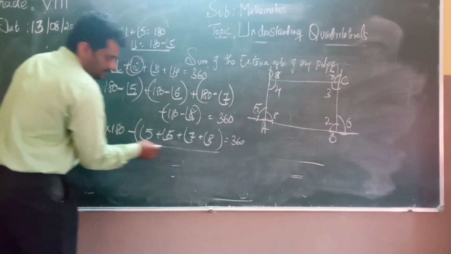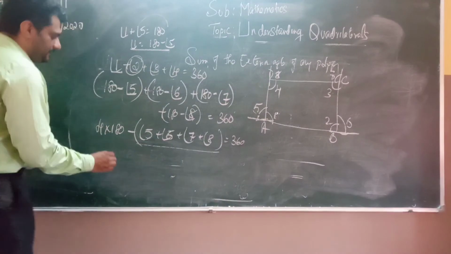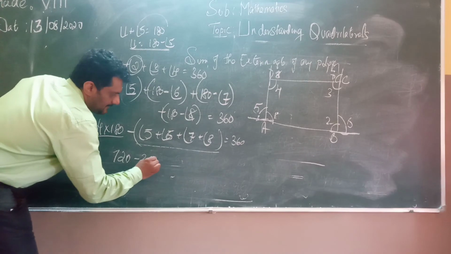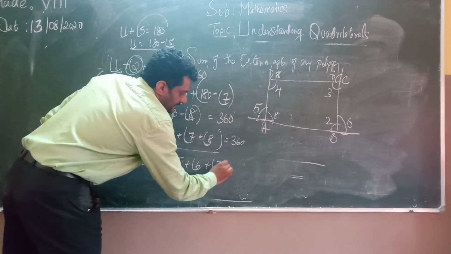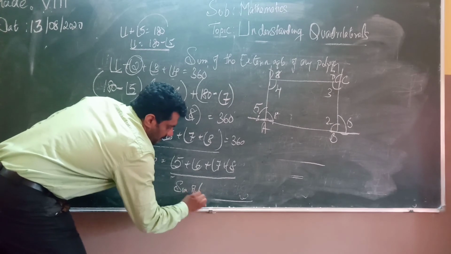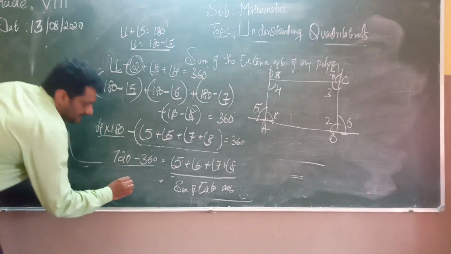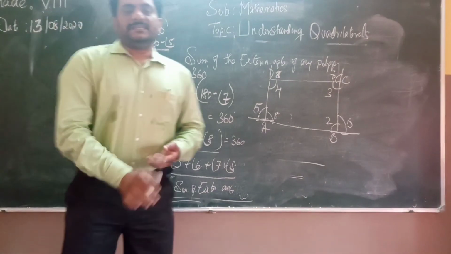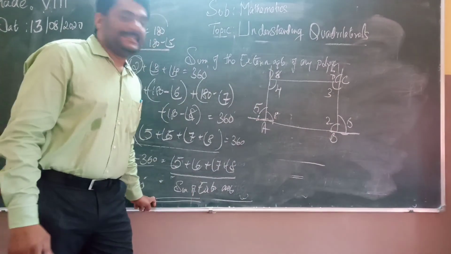Now what are these exterior angles, right? Shift this side, this side. You get, how much is this? 720 minus 360 is equal to angle 5 plus angle 6 plus angle 7 plus angle 8, which is nothing but the sum of exterior angles. 720 minus 360 is 360. So how much do you get when you add all the exterior angles? When you add all the exterior angles, you get 360 degrees.